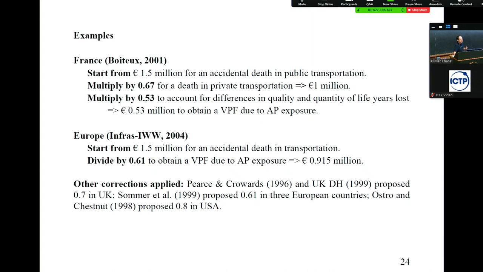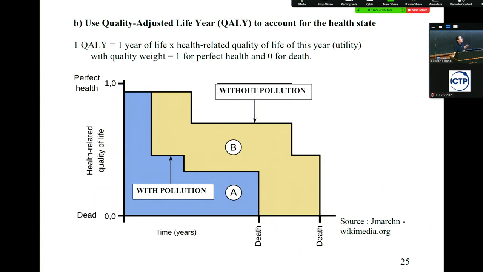and then you count death due to air pollution exposure with the amount of 0.53 million euros per death instead of 1.5 million euros if this death was due to a public transportation accident in a train or in a subway. Other countries did the same thing. The factor was 0.61 for Europe in the first project. It was 0.7 in the UK, 0.6 for several European countries. So it is the first way to account for these differences in attributes of risk and attributes of death.